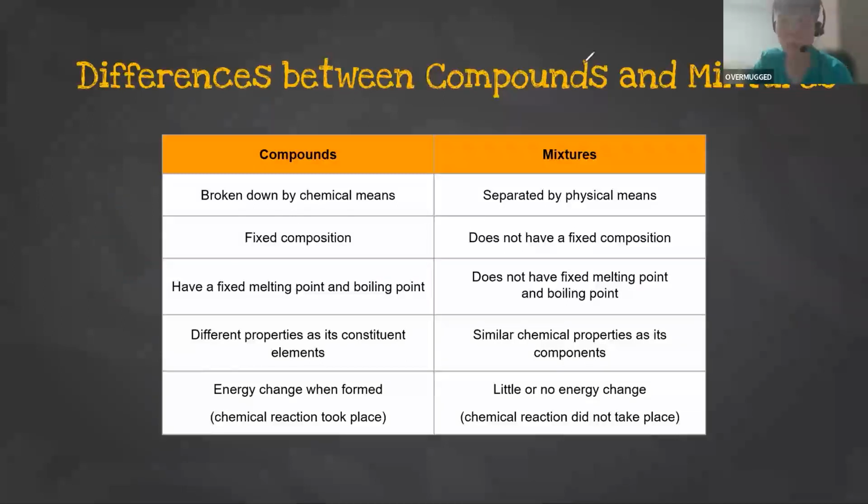So the first one, compounds can be broken down by chemical means, okay, such as electricity, heat, and light, previously mentioned, right? Okay, mixtures can be separated by physical means. So what are physical means? This will be your chapter 3, separation techniques. Okay, filtration, crystallization, distillation, all these are considered physical techniques used to separate components in a mixture.